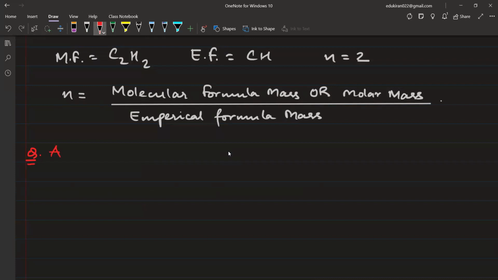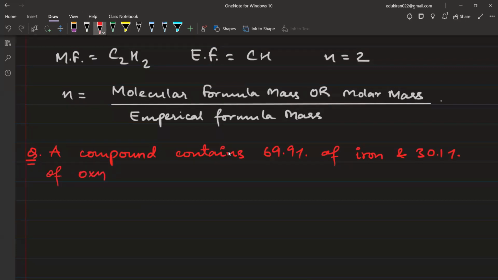A compound contains 69.9% of iron and 30.1% of oxygen. Find the empirical formula of the compound.